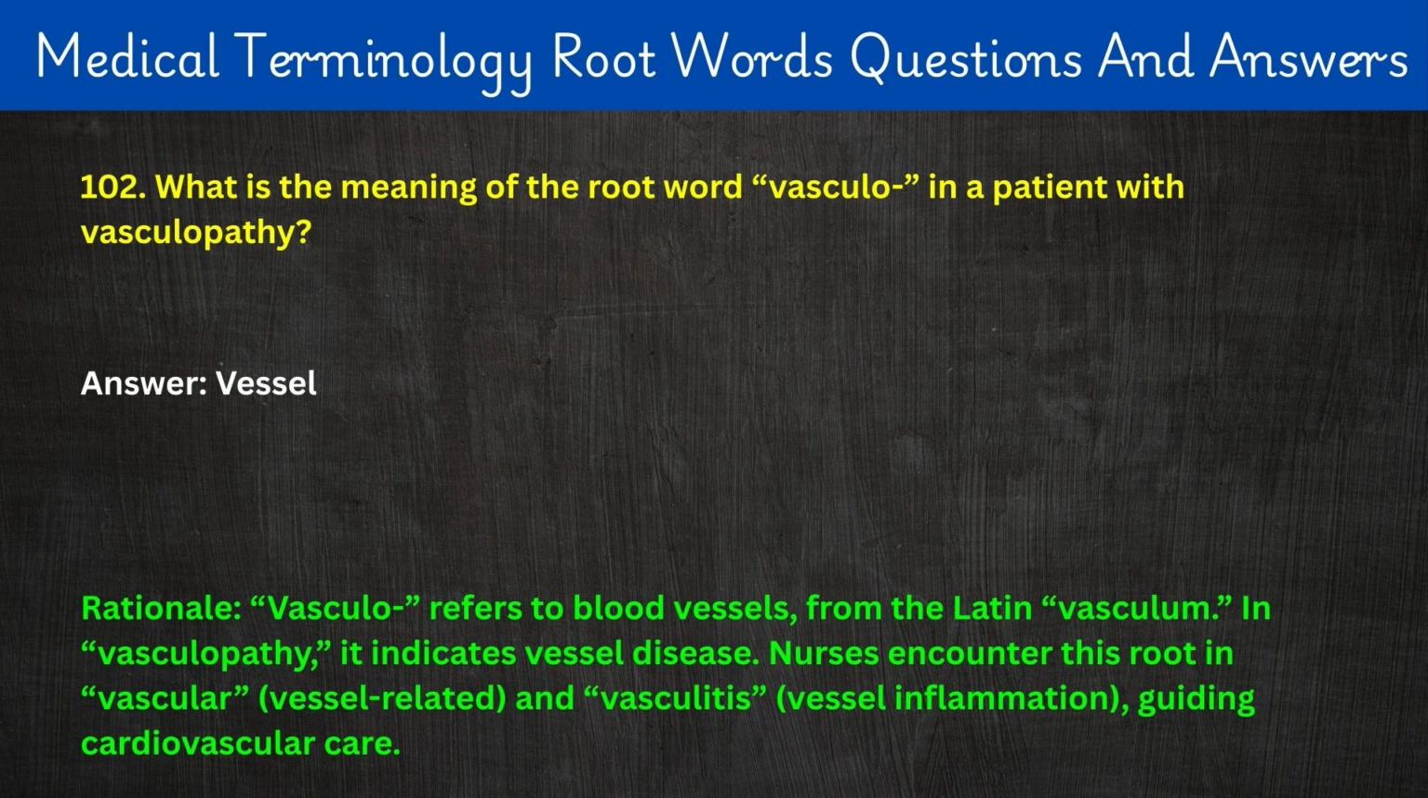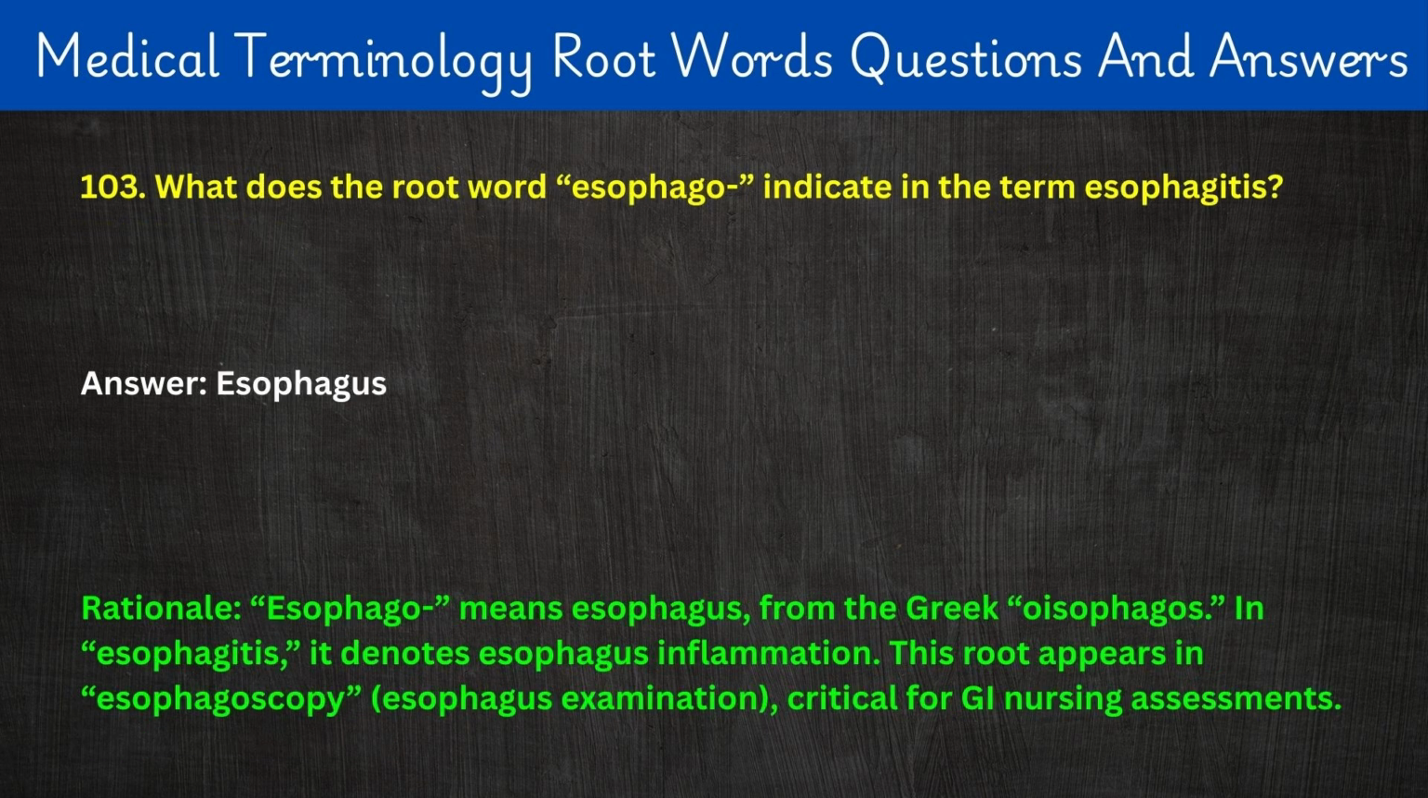102. What is the meaning of the root word vasculo- in a patient with vasculopathy? Answer: vessel. Rationale: Vasculo- refers to blood vessels, from the Latin vasculum. In vasculopathy, it indicates vessel disease. Nurses encounter this root in vascular, vessel-related, and vasculitis, vessel inflammation, guiding cardiovascular care.